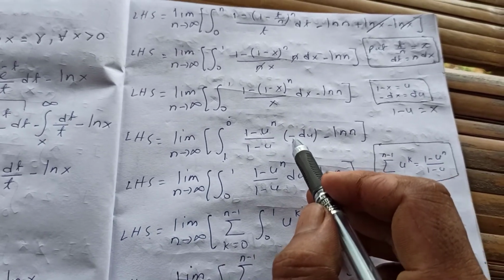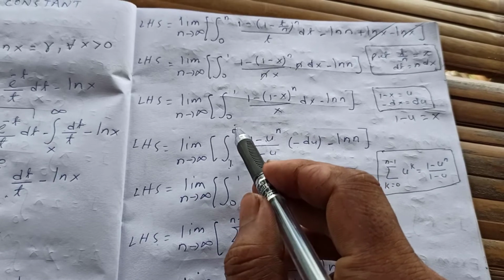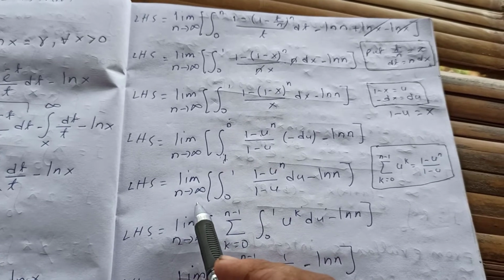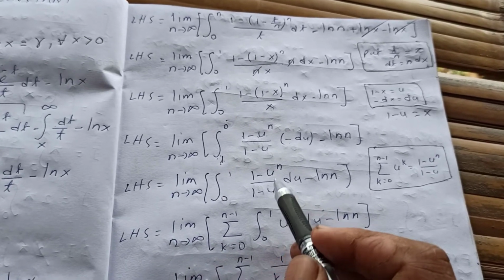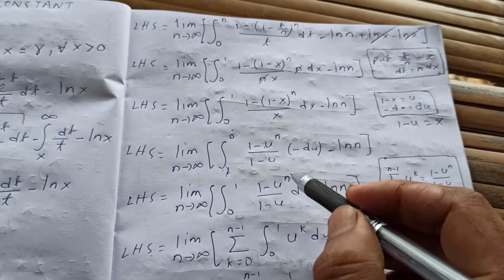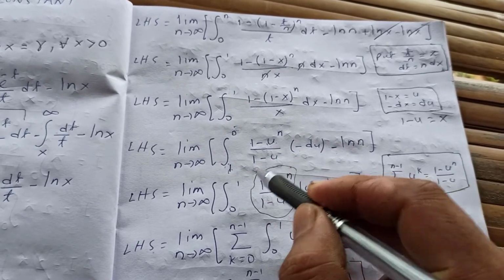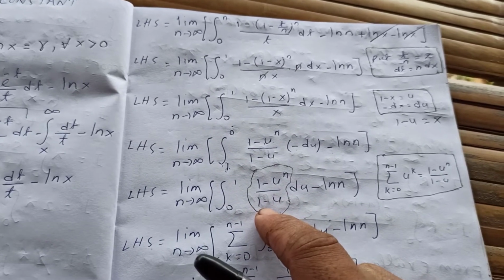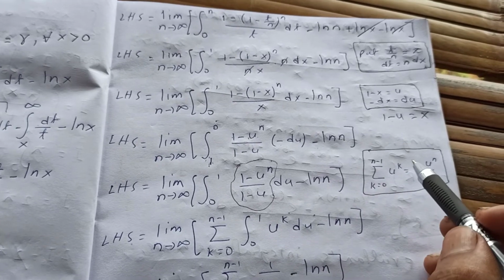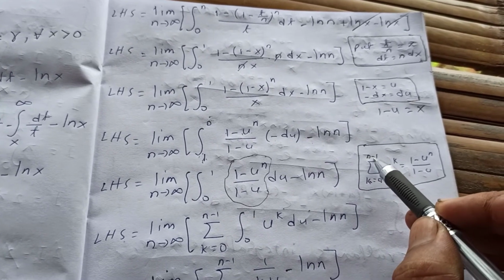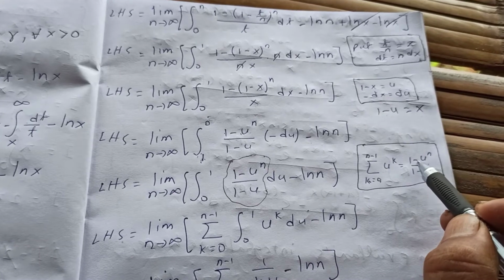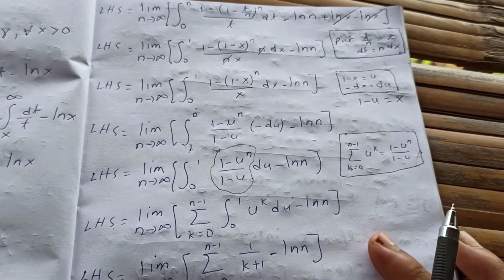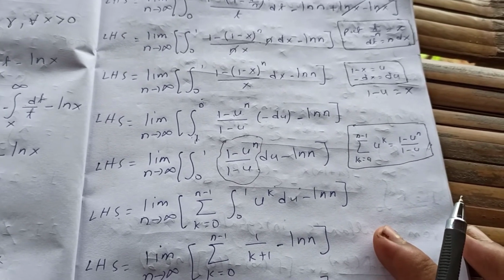Now because of this negative sign, the upper and lower limits will be interchanged. So the limit as n tends to infinity of the integral from 0 to 1 of (1 minus u to the n) upon 1 minus u du minus log n. Now if you see this carefully, this is nothing but a geometric progression, GP. The sum from k equal to 0 to n minus 1 of u to the k is nothing but (1 minus u to the n) upon 1 minus u. This is the sum of a geometric progression.